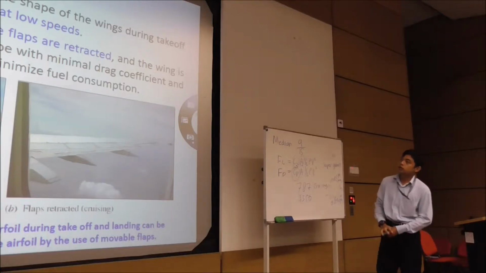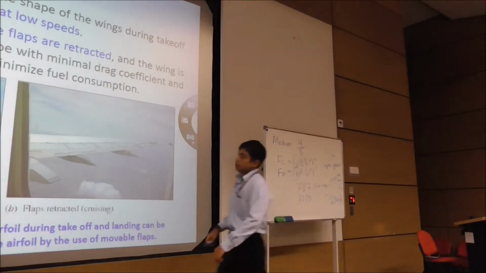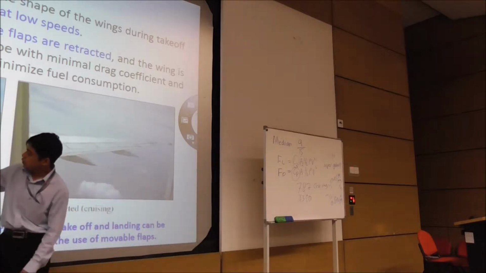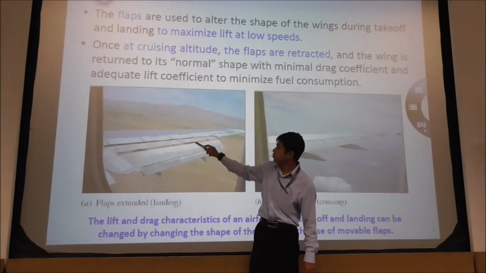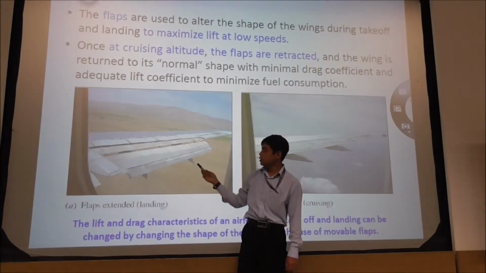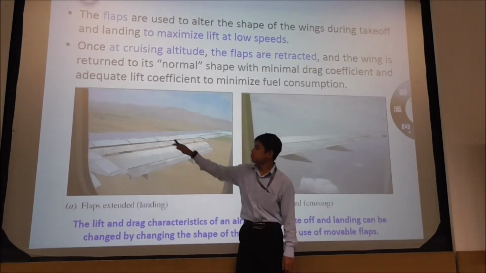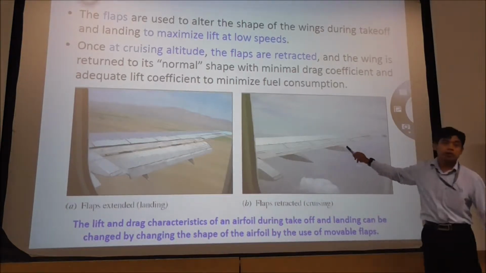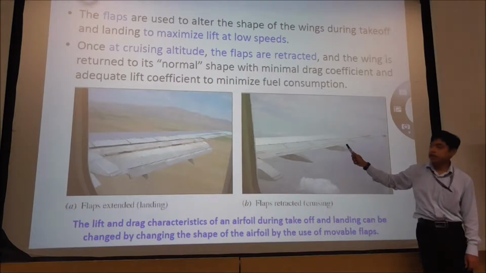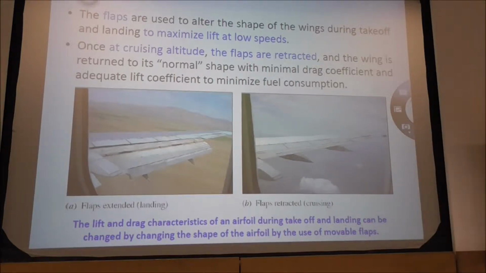Okay, now this is the double slotted wing, right? 1, 2. This is during landing and takeoff. You will see something like this. This is the flap support, and this is during the cruising speed. Okay, during the cruising and during the takeoff.